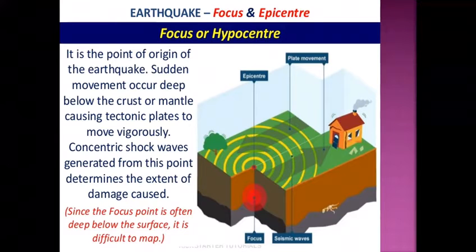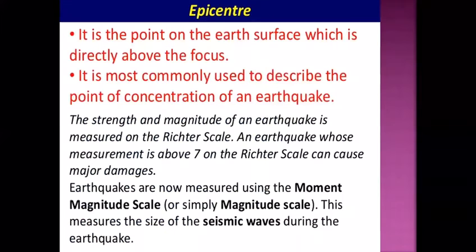Focus is the point of origin of the earthquake. Sudden movement occurs deep below the crust or mantle, causing the tectonic plates to move. Since the focus point is often deep below the surface, it is difficult to map. Epicenter. Epicenter is the point on the Earth's surface which is directly above the focus. It is most commonly used to describe the point of concentration of an earthquake.